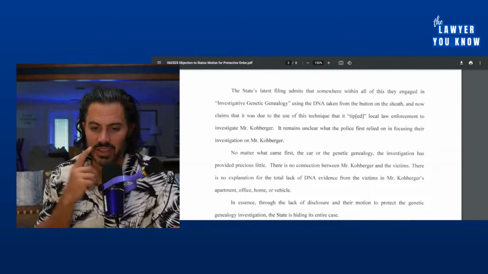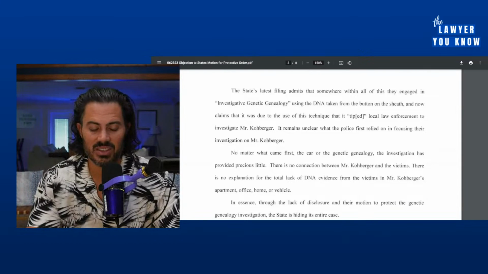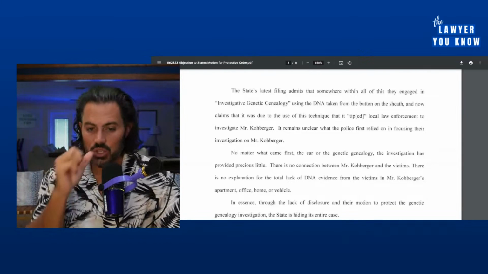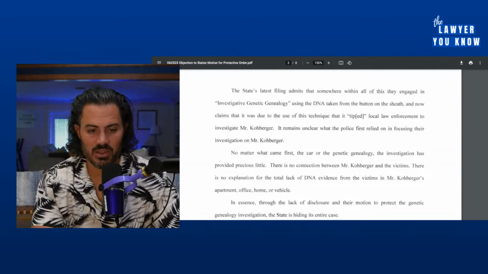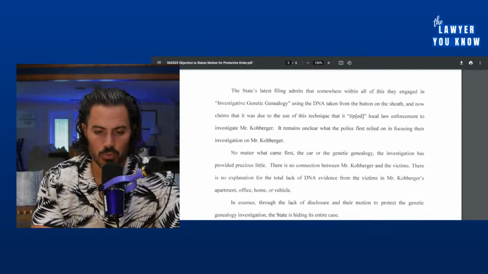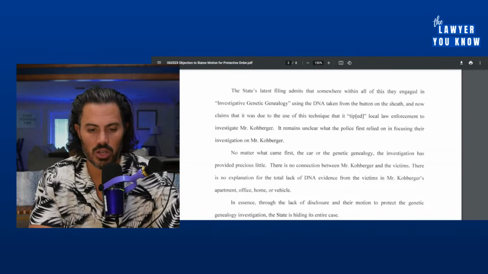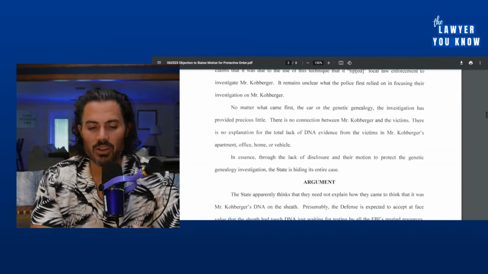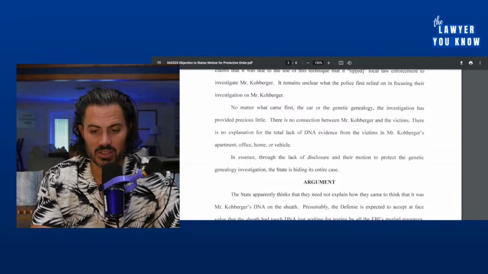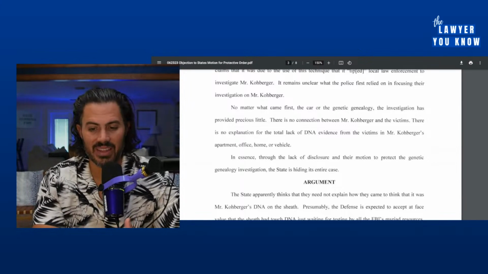The state's latest filing admits that somewhere within all of this, they engaged in investigative genetic genealogy using the DNA from the button on the sheath, and now claims that it was due to the use of this technique that it tipped local law enforcement to investigate Mr. Kohberger. It remains unclear what the police first relied on in focusing their investigation on Mr. Kohberger. No matter what came first, the car or the genetic genealogy, the investigation has provided precious little. There is no connection between Kohberger and the victims.